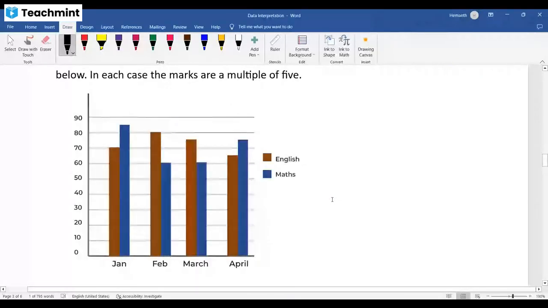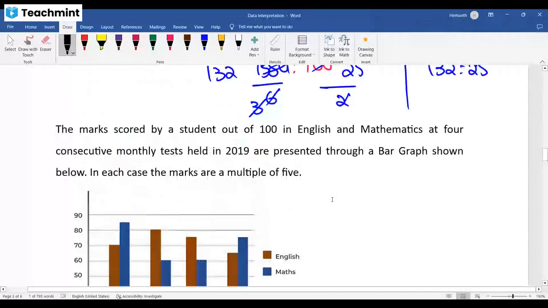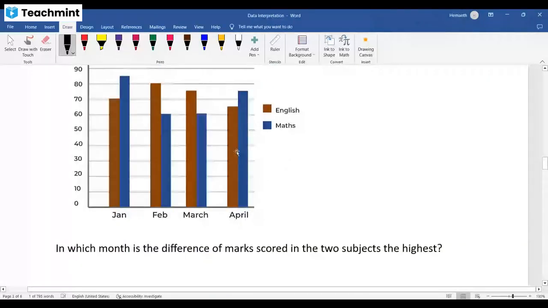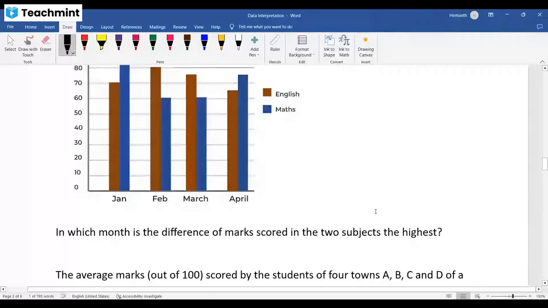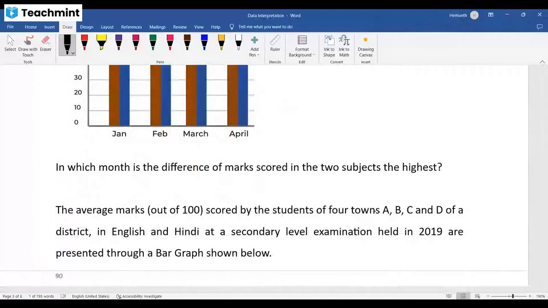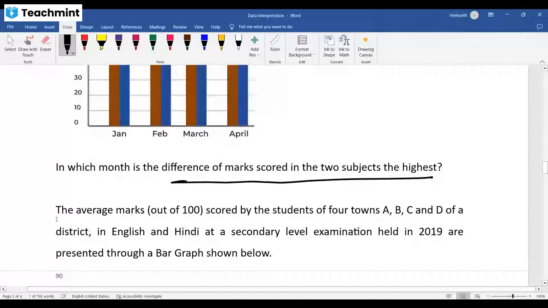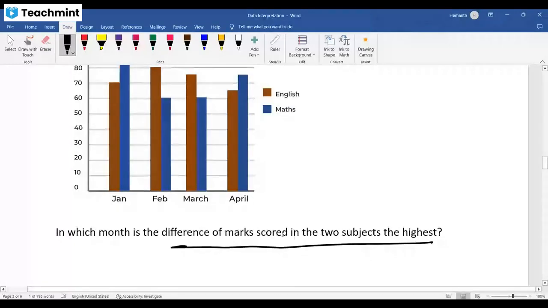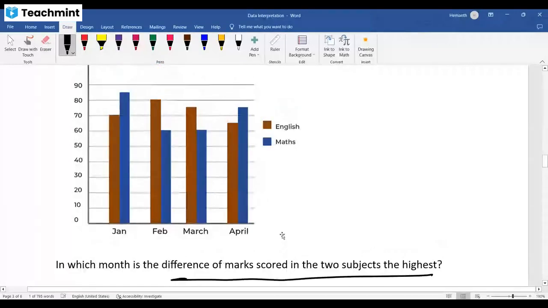Now, here, English and Maths, 100 marks is the out-of marks. Four monthly test exams. Out of 100, how much did they score in English and Maths in the last 4 months? Monthly test. Now you have to calculate in which month the difference of marks scored in the 2 subjects is highest. It's a very simple question. Maybe we can expect it in the basic round or foundation round. Which month's difference is maximum?